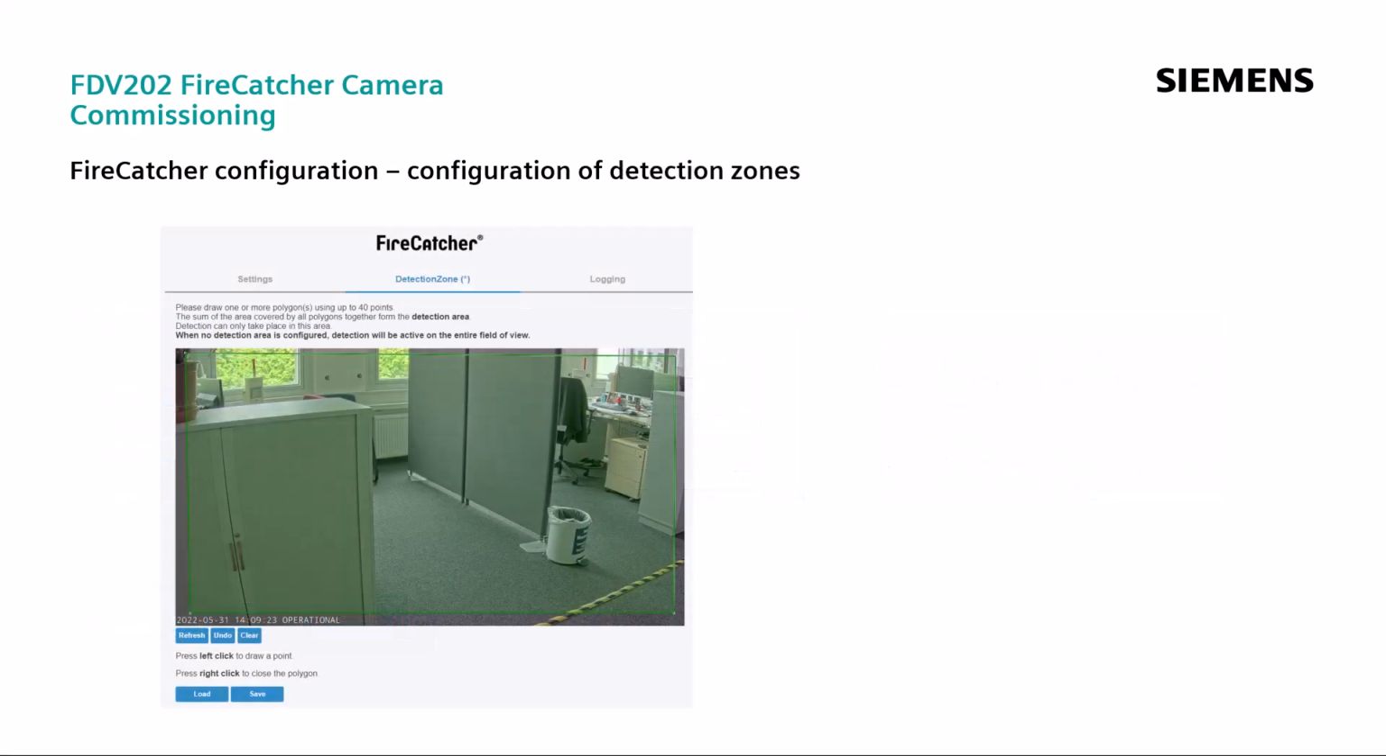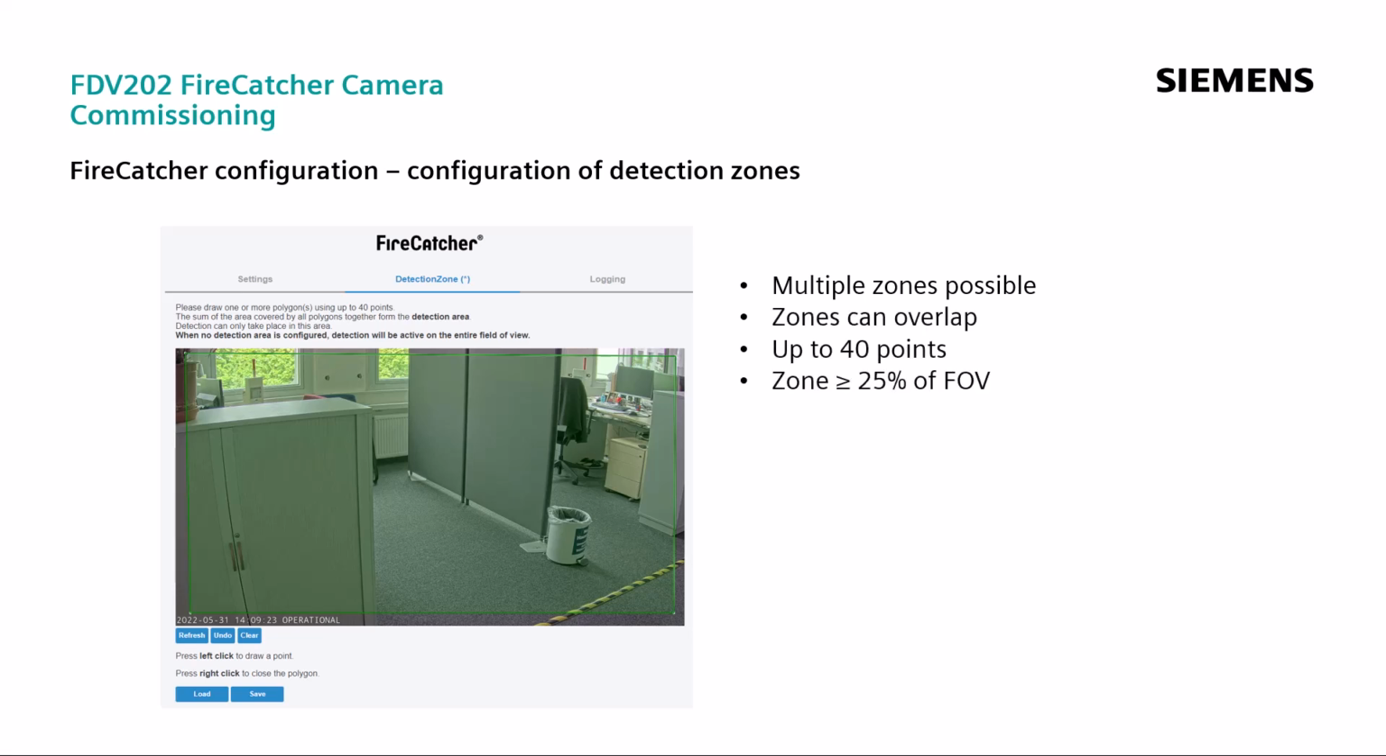We have now reached the configuration of detection zones. In order to define a detection zone, create 1 or more polygons with up to 40 points. If no detection zone is configured, detection is active in the entire field of view. These are the key data for the detection zone. Multiple zones are possible. Zones can overlap. Up to 40 points. Zone has to be greater than 25% of the field of view.